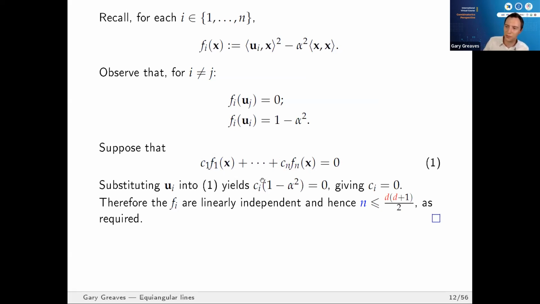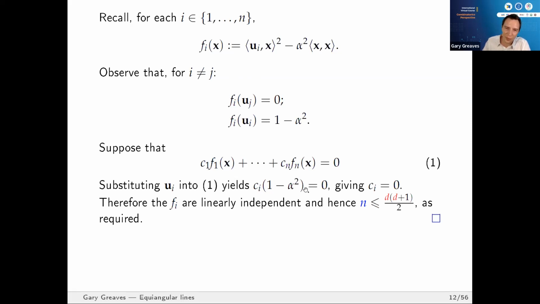So we start off with this equality here. This linear combination is 0. And now we'll plug u sub i into it. What will happen is that most terms will just go to 0, right? All of these f sub j's where j is not equal to i, they'll just disappear. They'll turn into zeros. And precisely one of them won't. That will be the f sub i term. And that will give us c sub i times 1 minus alpha squared.